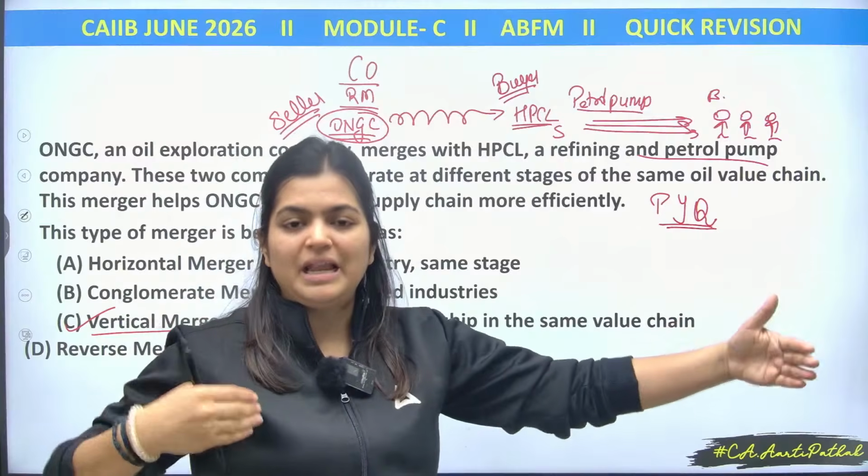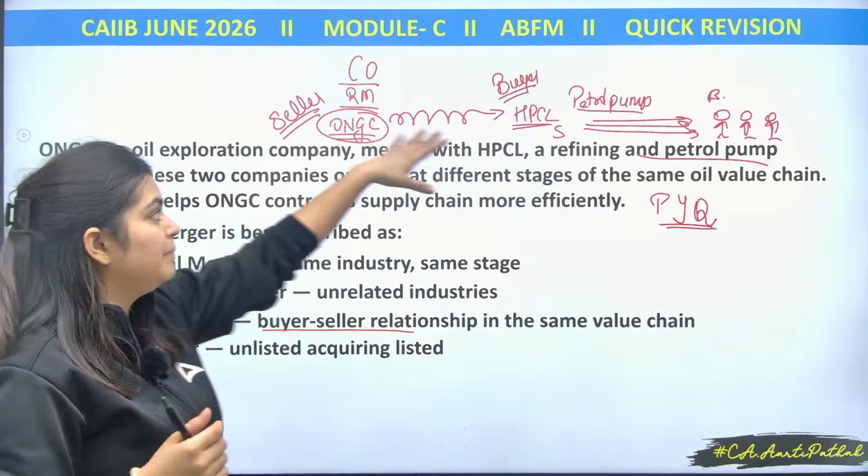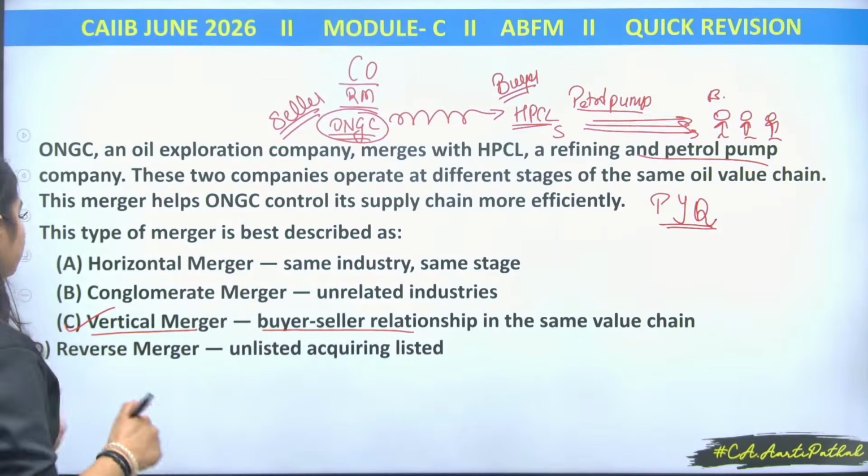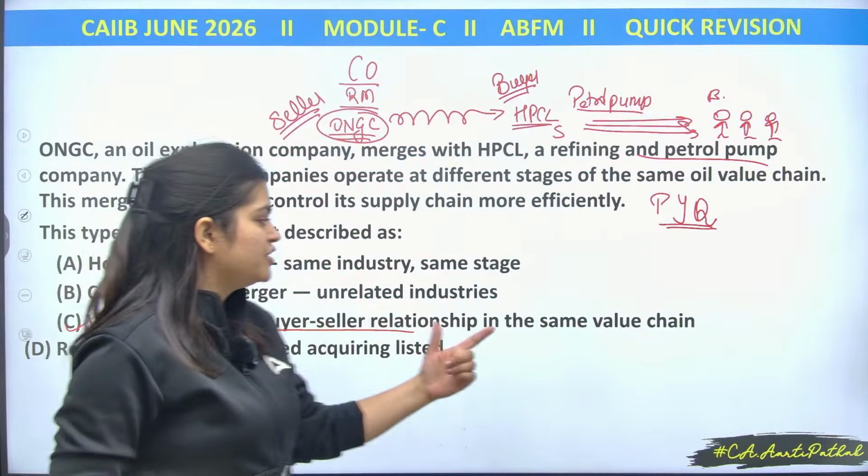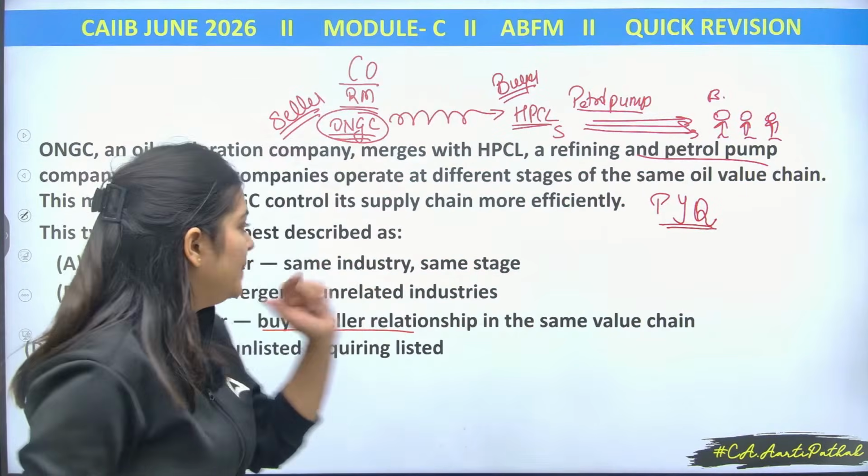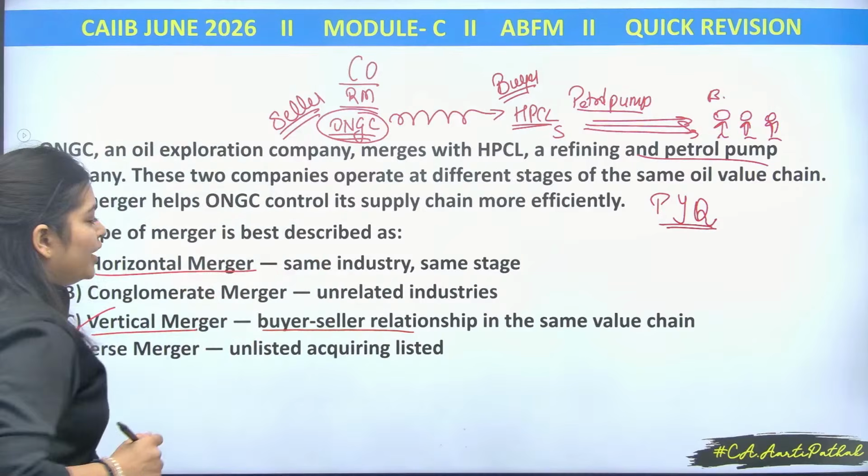This is the supply chain where you are merging supply chain entities. So the right answer is vertical merger, a buyer-seller relationship in the same value chain. But why is the correct answer not horizontal merger?